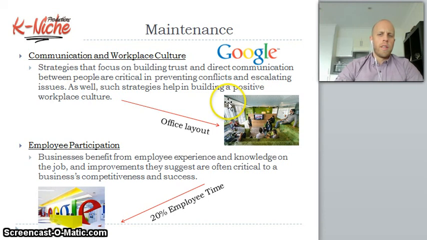Now at Google, they have office layout. So this is an open environment here that encourages people to work together. One way that they do this is employee participation, giving 20% employee time. So that means Googlers are able to work on their own project for a percentage of their time, which will help their motivation at work and increase their interest in wanting to stay at Google.